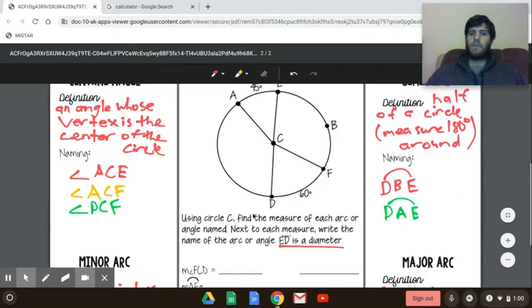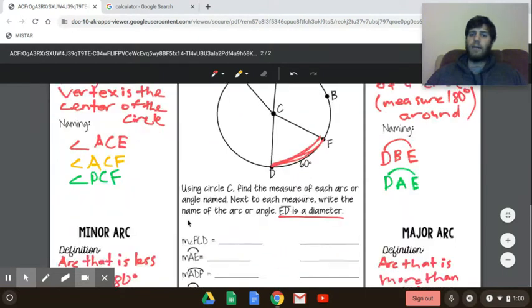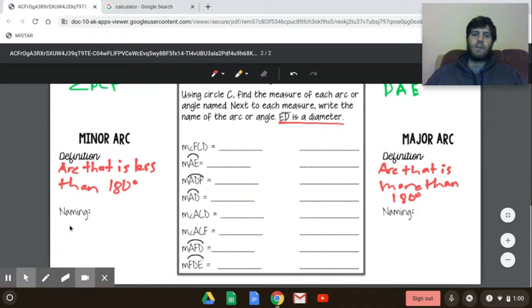Right, so minor arcs are less than 180. So an example of a minor arc would be DF. For a semicircle, we use 3 points to name our arc. For a minor arc, you're just going to use 2, and it's going to be assumed that you're going the short way around. So how we would name this would be arc DF, and then we put the arc symbol over top.